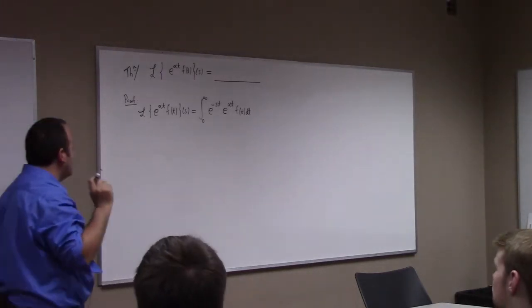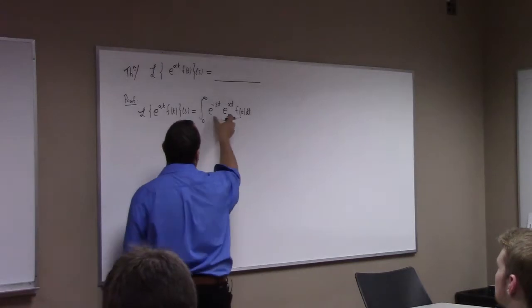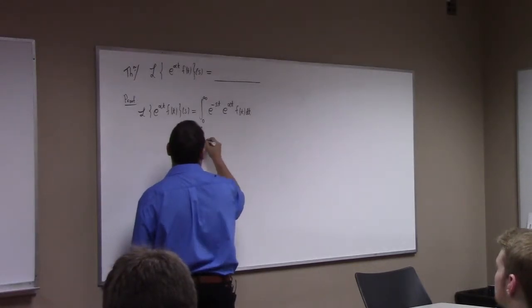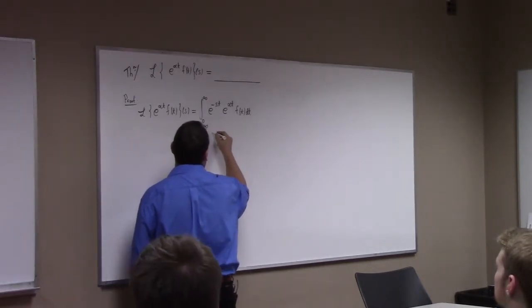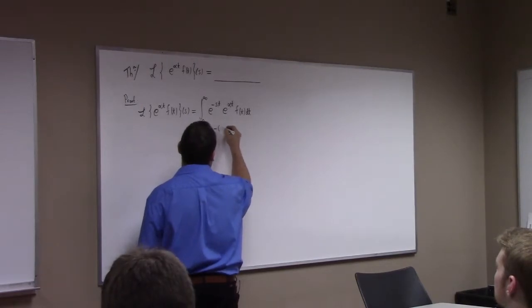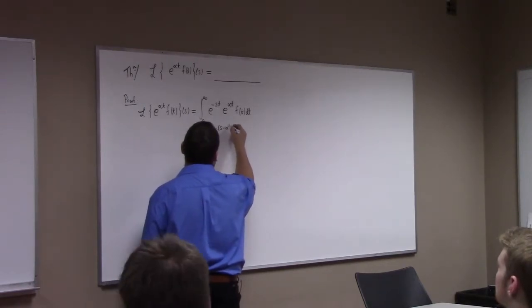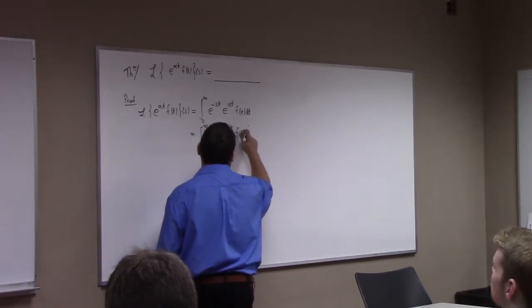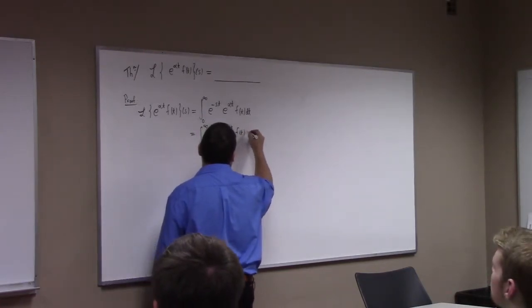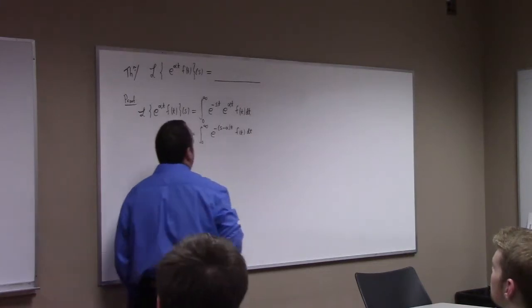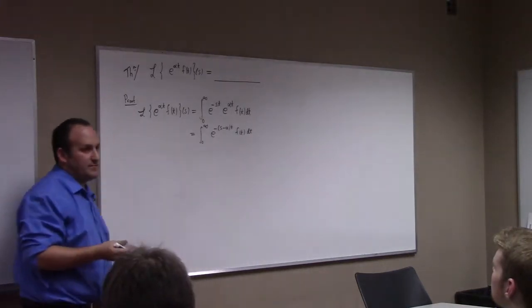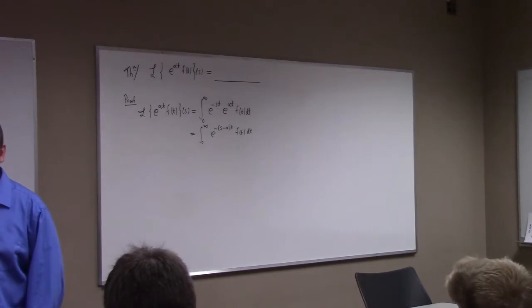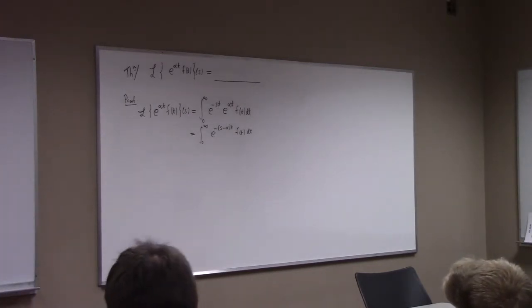So what can we do? Well, we can combine exponentials, right? The integral from 0 to infinity, that's e to the what? Minus parentheses s minus alpha times time, yeah? Now, you might put an in-between step, e to the minus st plus alpha t, but then we can factor out the minus. Now, why would I do that?